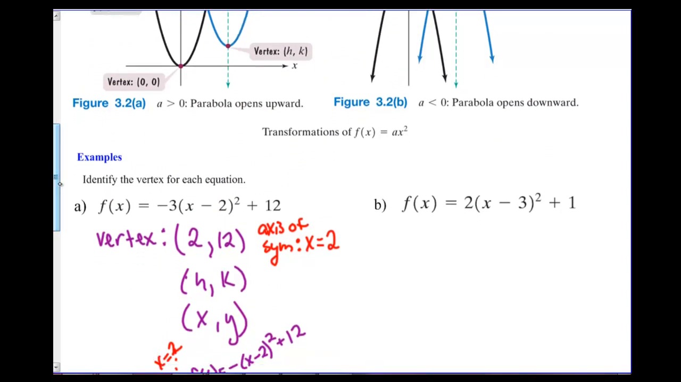All right, you guys do B. I want you to find the vertex and also the line of symmetry. All right, so what'd you get for your vertex? (3, 1). And your line of symmetry, or your axis of symmetry? Yep, x equals 3. Is that okay?